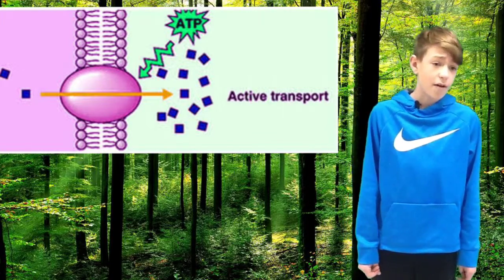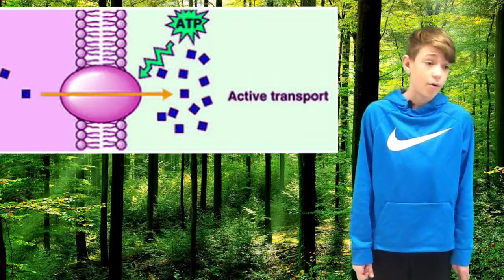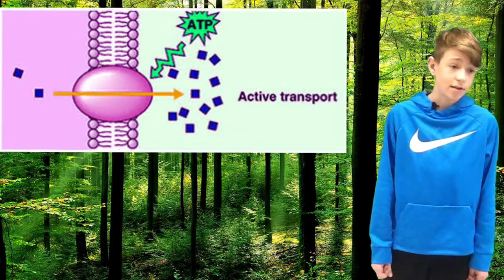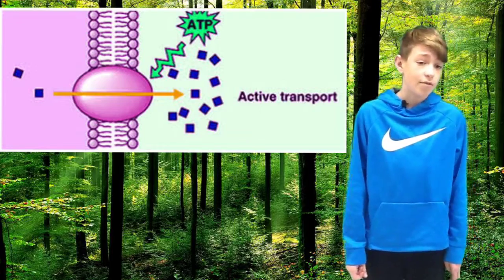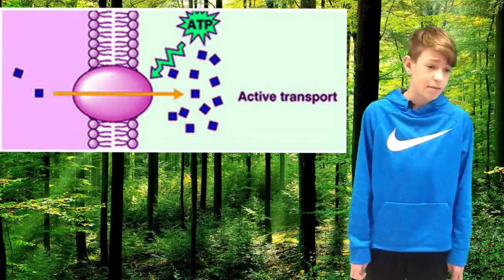The cell doesn't only have one way to do active transport. It can form a vesicle around what it wants to grab or get rid of. For example, the cell wants to grab a potassium that's floating by. It will make a vesicle using the cell membrane. The vesicle will surround the potassium and pull it in.